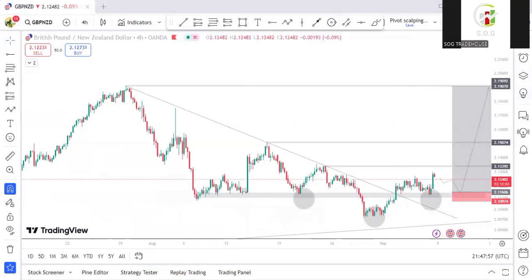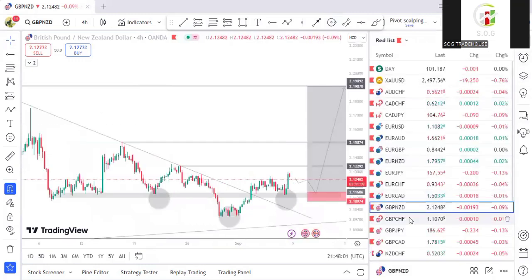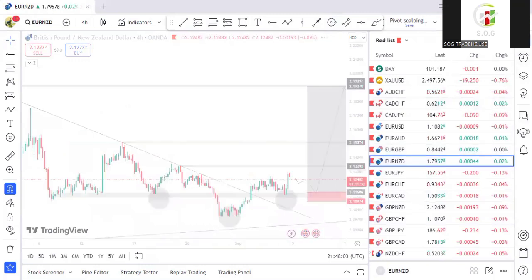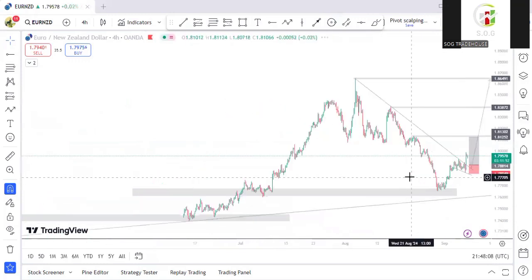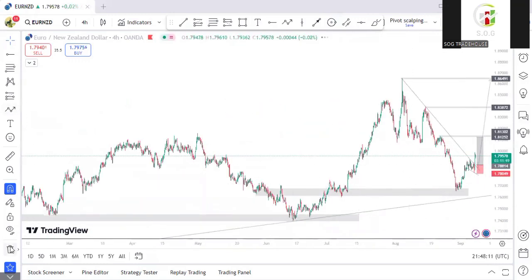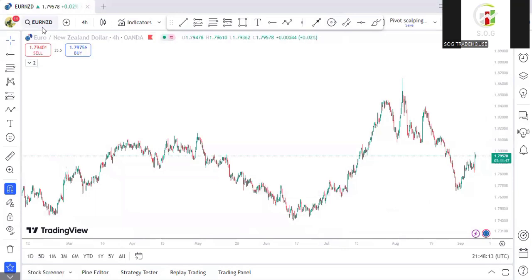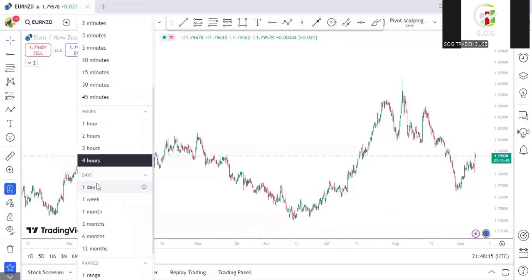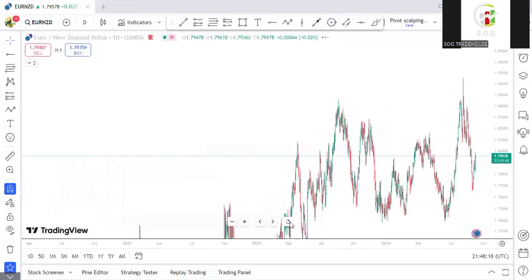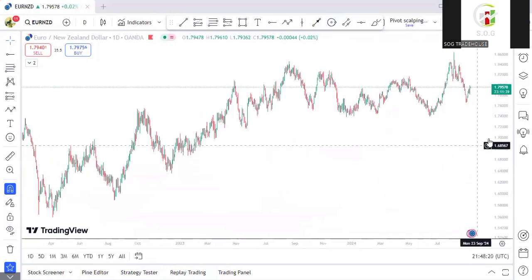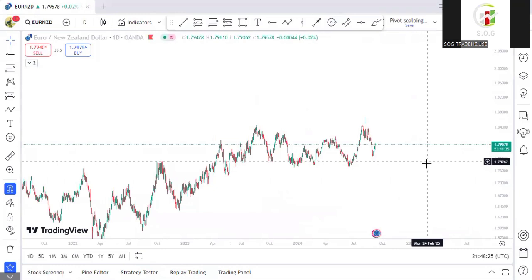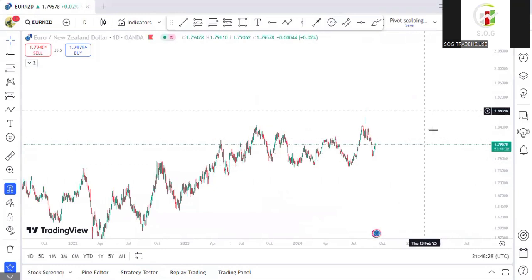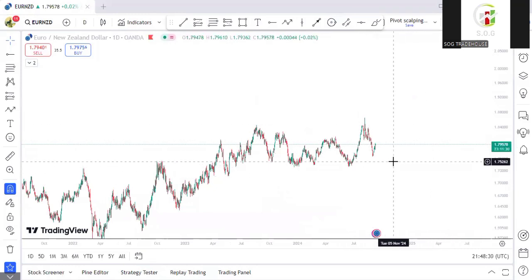So next on my watch list is Euro NZD. I will delete everything and start the analysis afresh. We always start our analysis from the daily time frame, like I said earlier, to get the big picture of the market, to see where the market is coming from, and the potential level the market is supposed to hit before any reversal.